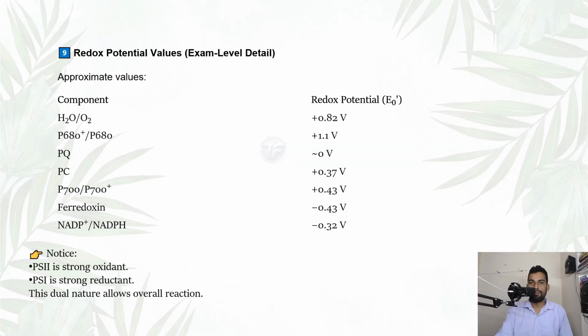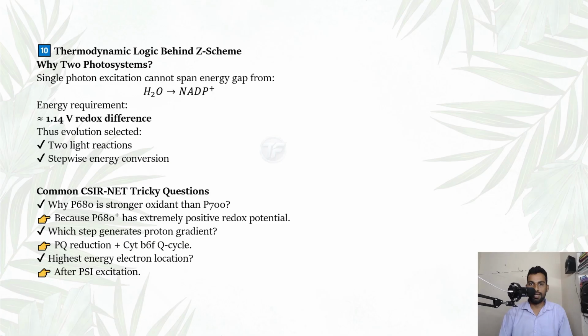On the left side there is a component, on the right side there is its redox potential. Water or oxygen has positive 0.82 volts. P680 has positive 1.1 volts. Phylloquinone has 0. Plastocyanin has 0.37 volts. P700 has 0.43 volts. Ferredoxin minus 0.3 volts. NADP plus and NADPH has 0.32 volts. So remember it: PS2 is a strong oxidant, PS1 is a strong reductant. It is the last slide, please watch it.